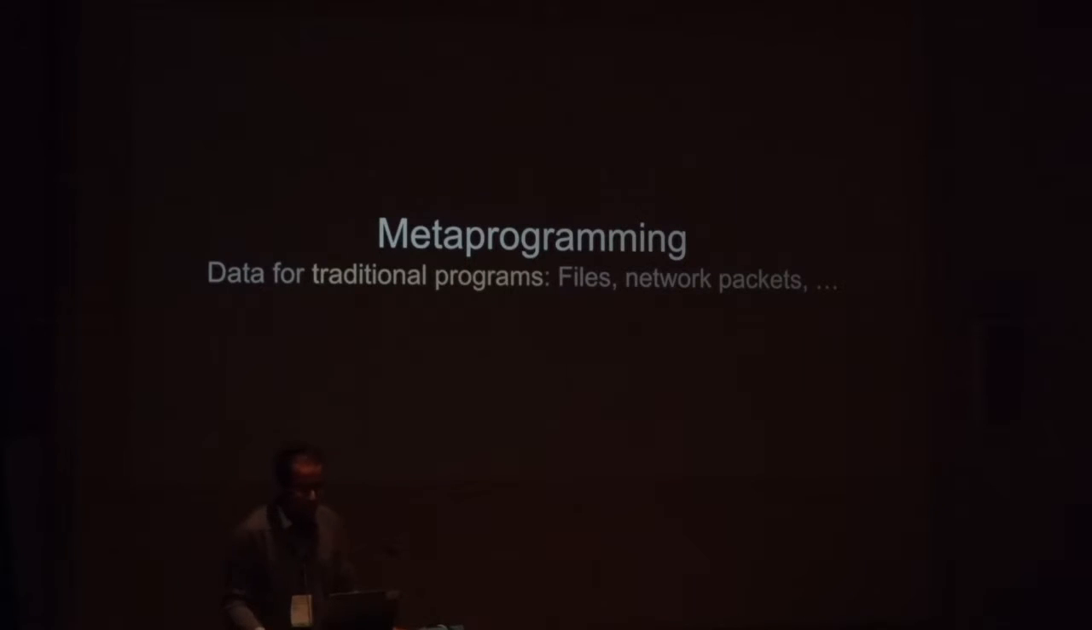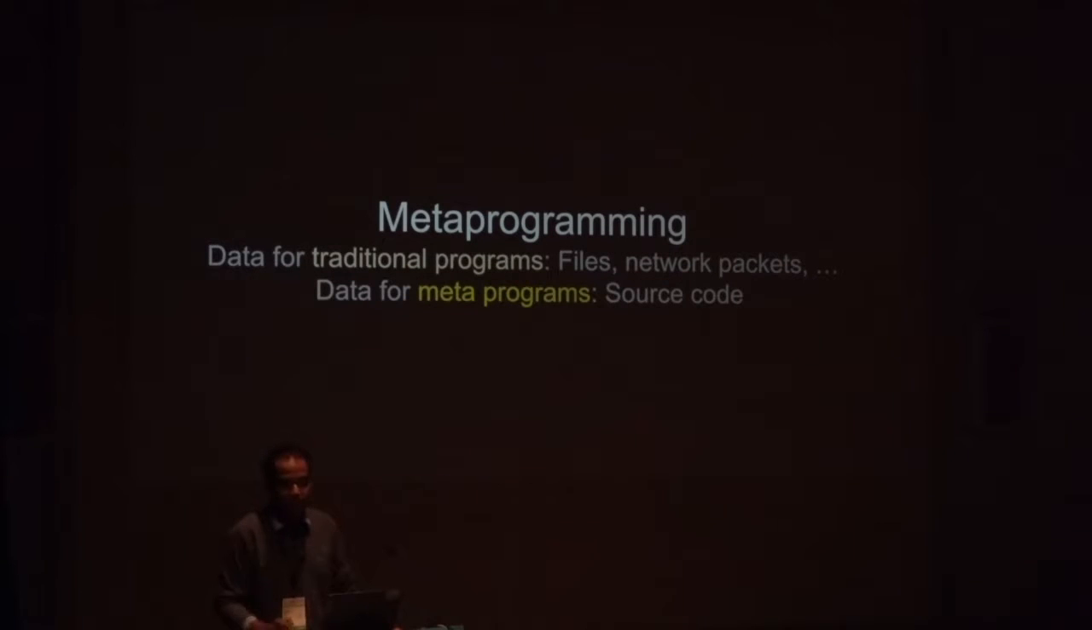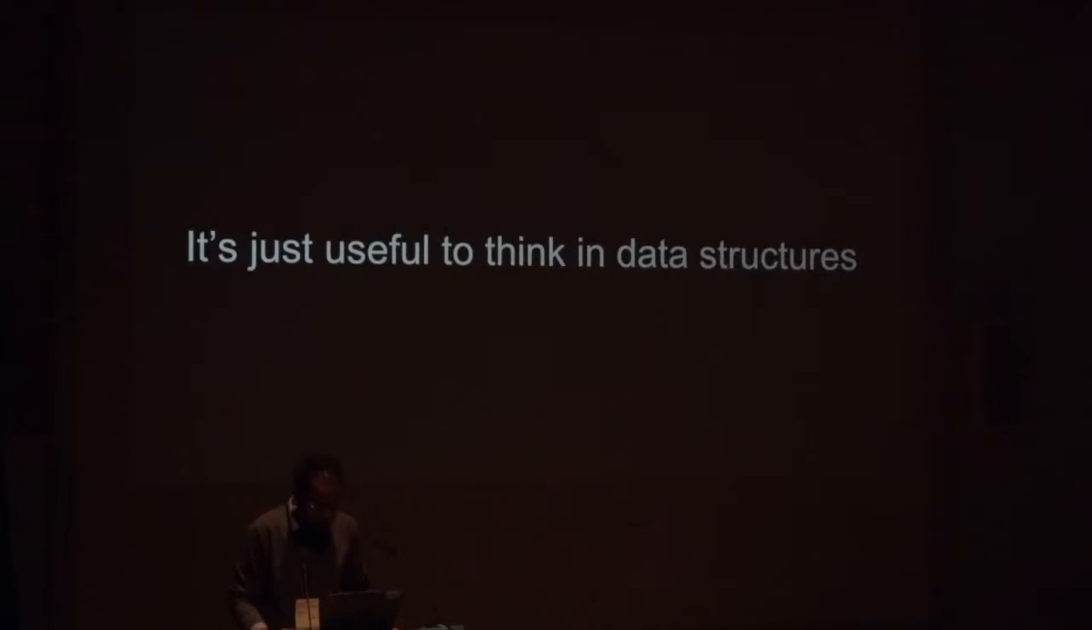So data for traditional programs: when you write a traditional program, data could be a file, it could be a network packet. You could be doing network programming, reading files, reading HDFS, reading S3, and manipulating stuff. But data for a metaprogram is source code itself. A source code is just a text file, and if you have a program that can read a source code and modify it based on something, then it's called a metaprogram. It's as simple as that. So metaprogramming is a very simple concept. And compilers are the biggest metaprograms in the world because they take one language and convert it into another language.